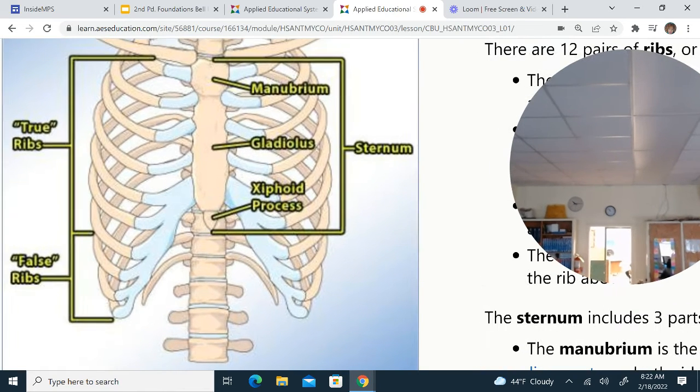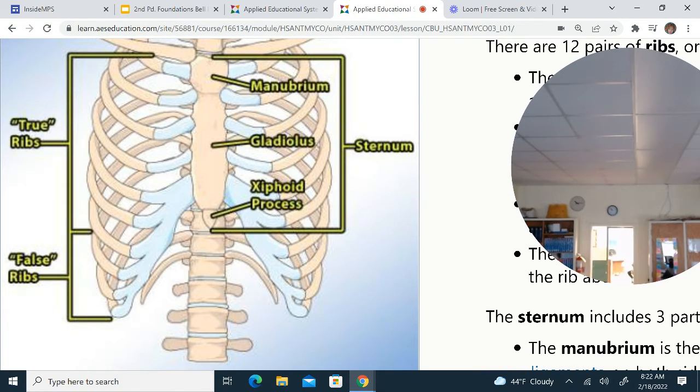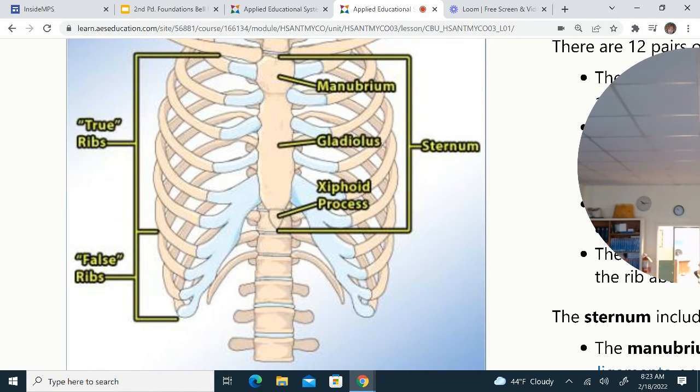Here you have your sternum, or your breastbone. That top part is your manubrium. This part is the body, your gladiolus, and then you have your xiphoid process. And then your true ribs, and then your false ribs. You can see how they look like they're floating. You can see one of them clearly, and the other one right there you can't really see.